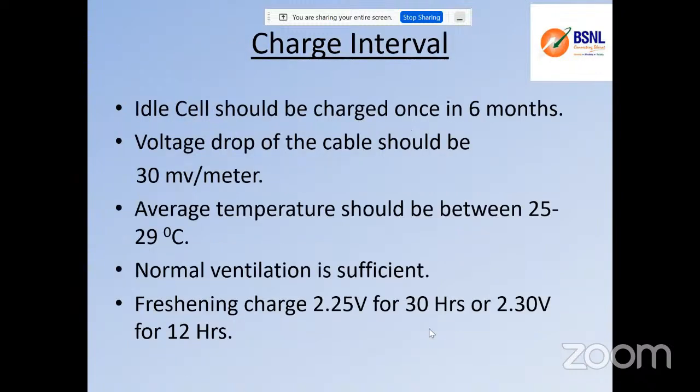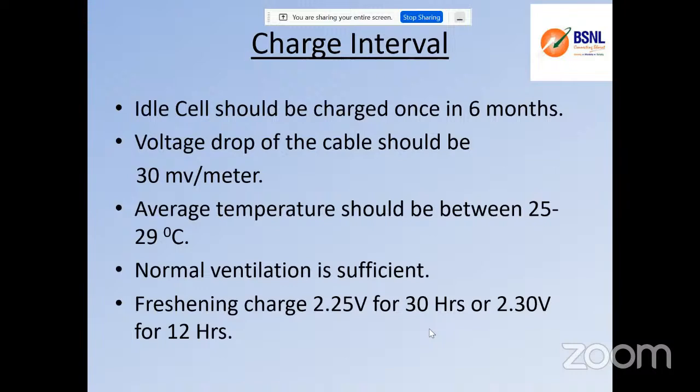There will be charge intervals. An idle cell should be charged at least once in 6 months. Even though sometimes we may not put the cells on load, so they remain idle, at least they have to be charged. That is why, while purchasing batteries in the market, you have to check the date of manufacture. If it is a very old date, it may lose its capacity to regain charge, or it may have lesser efficiency.